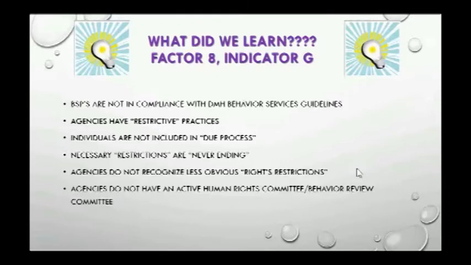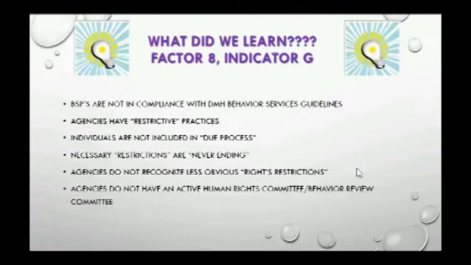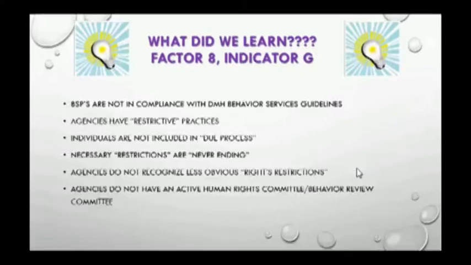Agencies have restrictive practices. What are our policies? What are we doing that further restricts people in their lives? Individuals are not included in due process. People have to have some say in things that affect them. Necessary restrictions are never ending. Agencies do not recognize less obvious rights restrictions, and agencies do not have an active human rights or behavior review committee.